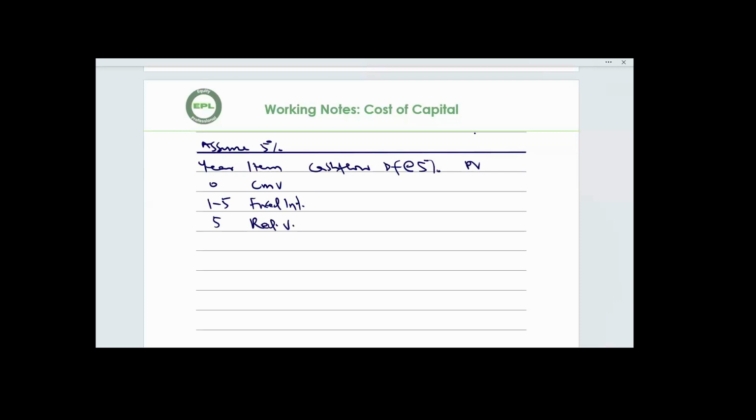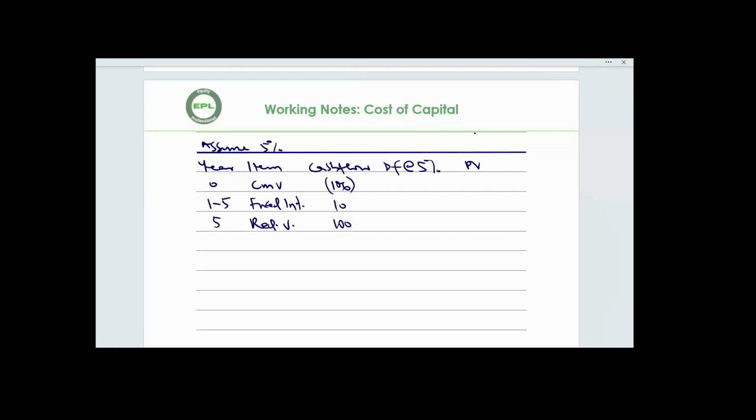You use this 5% to calculate the NPV. Description of items, cash flow, discount factor at 5%, then present value. Year 0, years 1 to 5, year 5. Current market value, fixed interest, redemption value. The market value is 106, interest is 10 naira, redemption value is 100 naira.